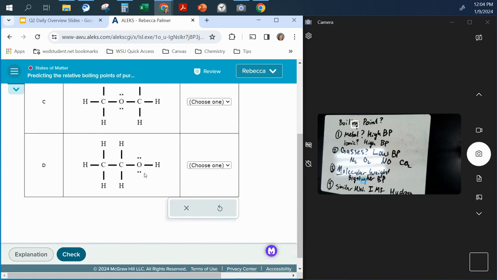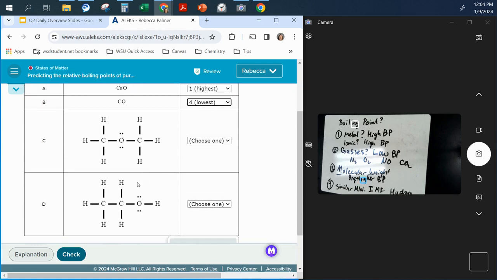Then I'm going to look at these two and see if one's obviously bigger. These look very similar. The chain is carbon, carbon, oxygen, carbon, oxygen, carbon. The hydrogen just kind of shifted. So these are very similar, and the only thing that's going to be different for them is the intermolecular forces.